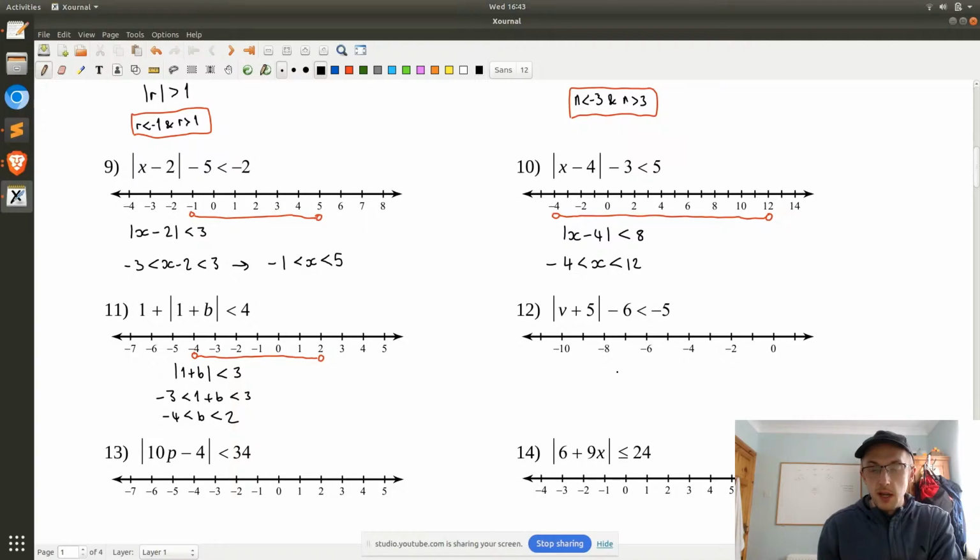Add 6 to both sides. So absolute of v add 5 is less than 1. So it's trapped between negative 1 and 1. V add 5 is trapped between them. So v is trapped between negative 6 and negative 4 exclusive.